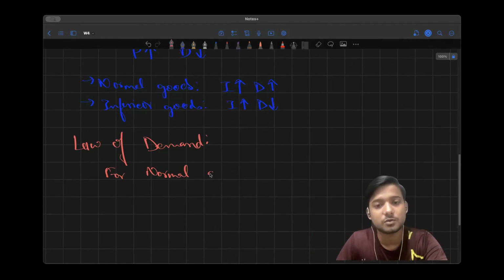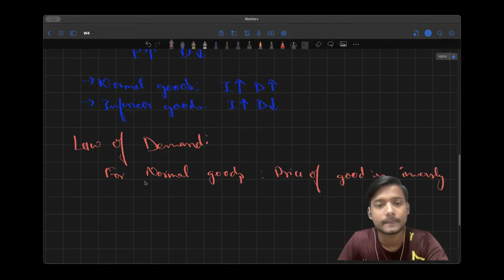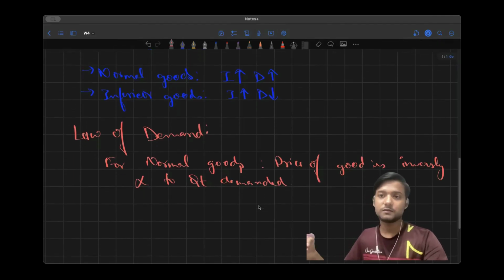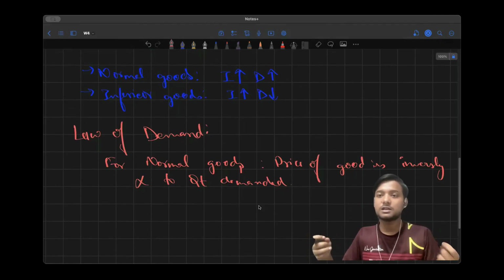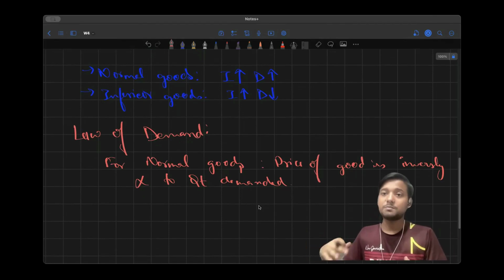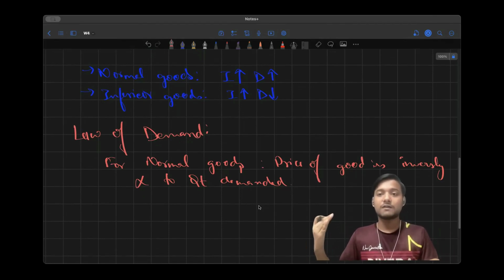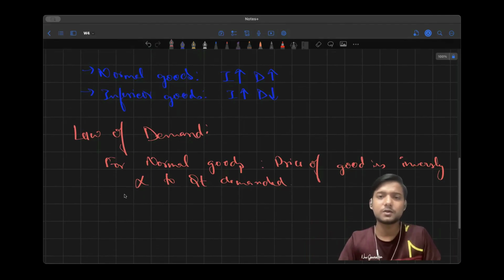So the law of demand says for normal goods, the price of the good is inversely proportional to the quantity demanded. Okay. So this is something which we should know: when we are going for a normal good, if our income increases, we would also purchase it more. So for such goods, if the price increases, our demand would decrease. And there are certain reasons for this.